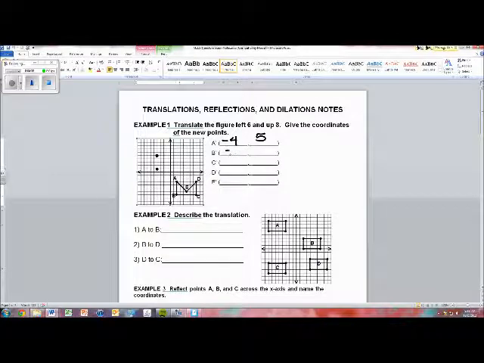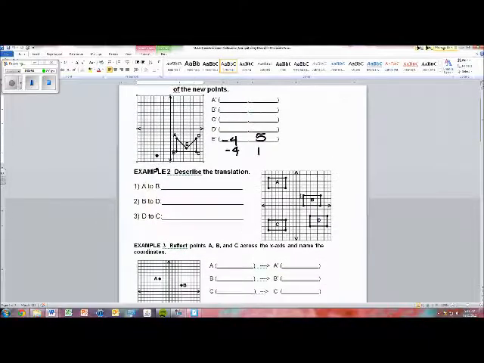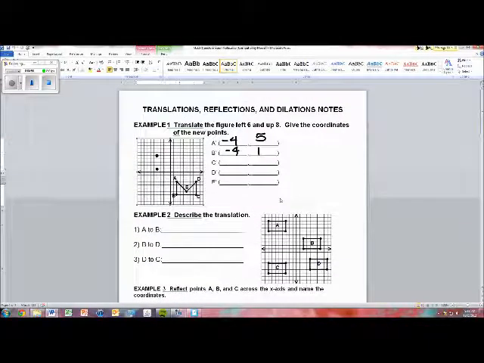And that one would end up at negative 4, positive 1. And you can continue that with every single one of these. And what you would find is that eventually the shape you end up with will look identical to this shape, because it's not changing sizes, it's just changing locations. So for example 2, we're supposed to describe the translation from part A to part B.